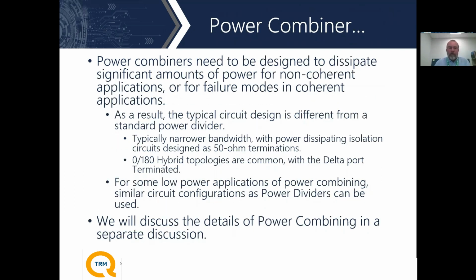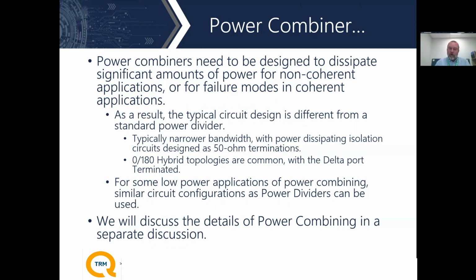So the big thing here is we have to make sure that power combiners are designed to dissipate significant amounts of power for the non-coherent applications. Typically what happens if we use any one of the power divider configurations that I talked about today is that usually the bandwidth has to narrow up. That is one thing, and this way we can allow us to use a little bit larger components.